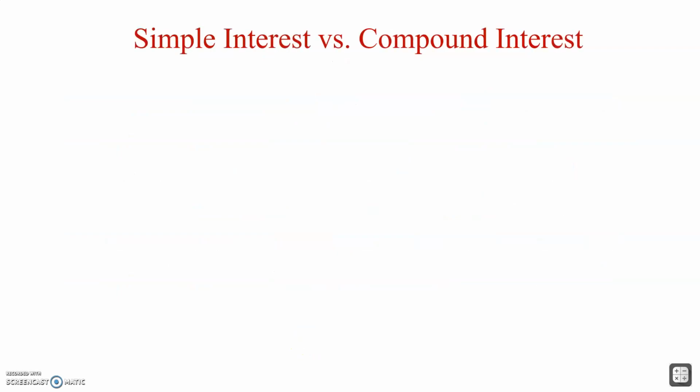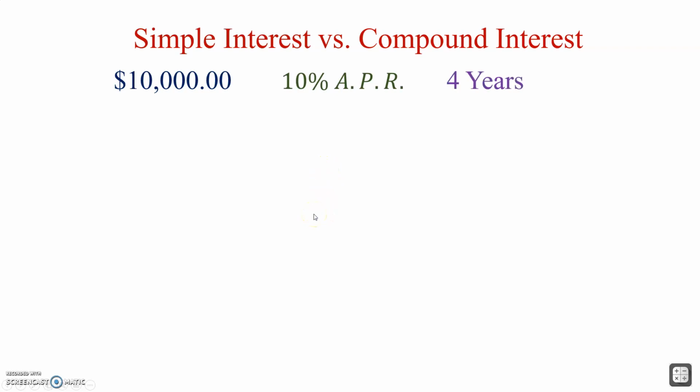The best way to explain this, I think, is to compare it to simple interest. So we're going to look at simple interest versus compound interest. In simple interest, let's imagine we had, say, $10,000 and we had it invested at a 10% APR. APR stands for annual percentage rate. We're going to do this for 4 years.